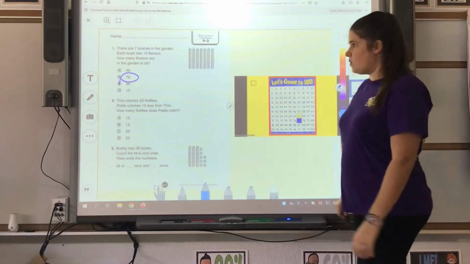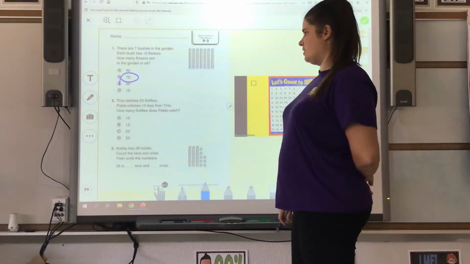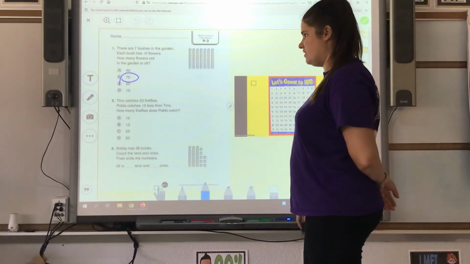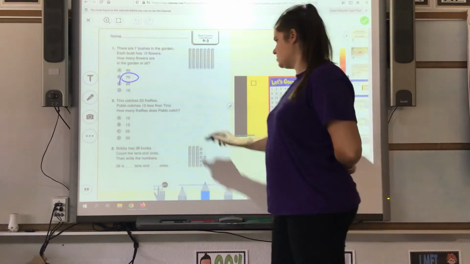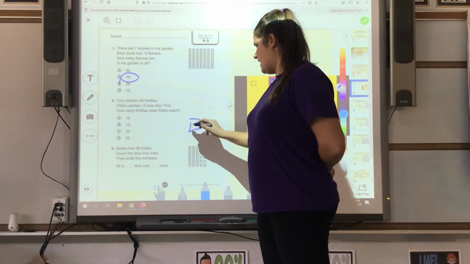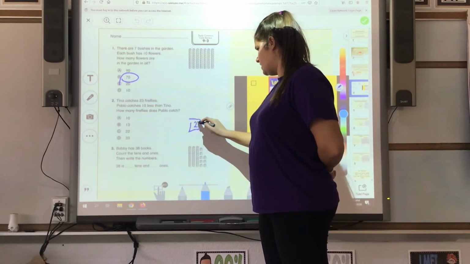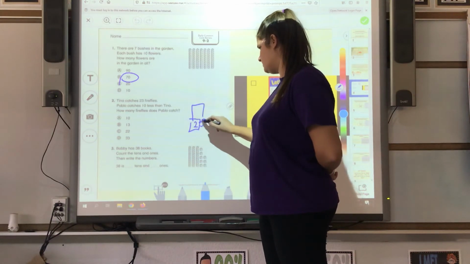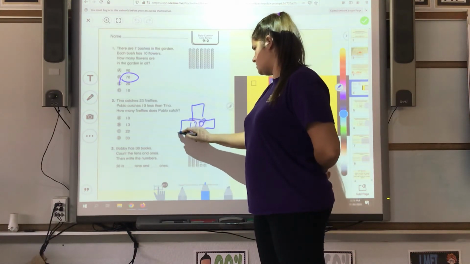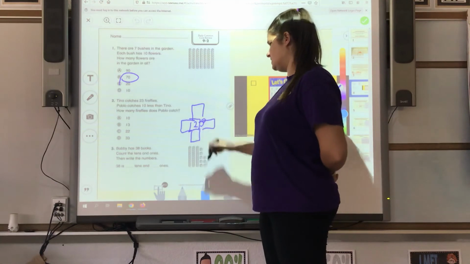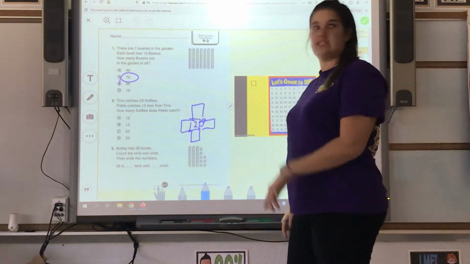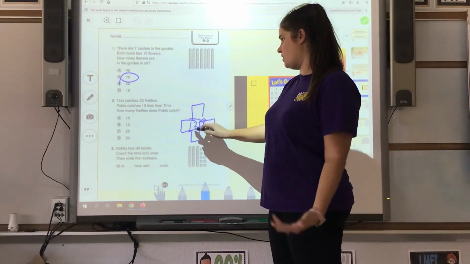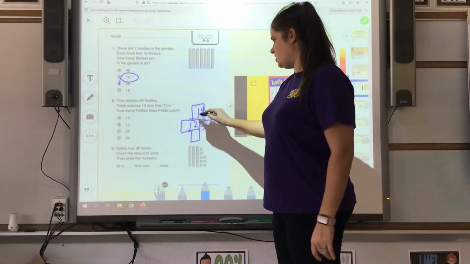Tina catches 23 fireflies. Pablo catches 10 less than Tina. How many fireflies does Pablo catch? So if we have 23, we need to go minus 10. Our smartboard marker is being a little funky. Minus 10. So 23 minus 10. We are taking this number and we're taking 1 away. So we have 13.